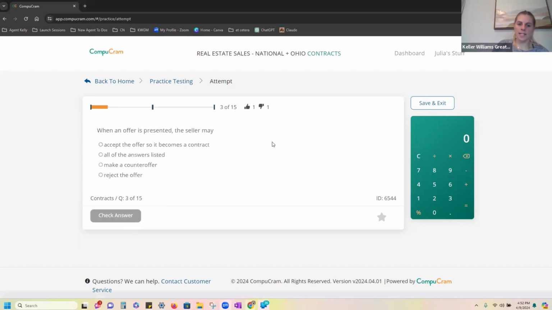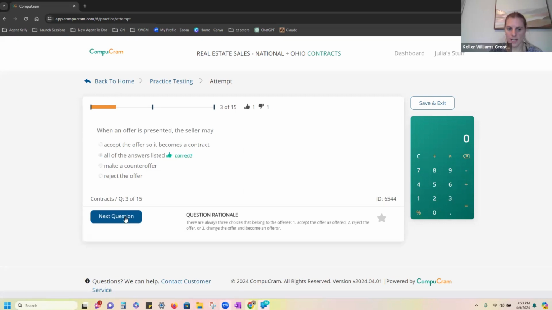When an offer is presented, the seller may A, accept the offer so it becomes a contract, B, all the answers listed, C, make a counteroffer, or D, reject the offer. All right, good job, guys. All of the answers listed is correct.